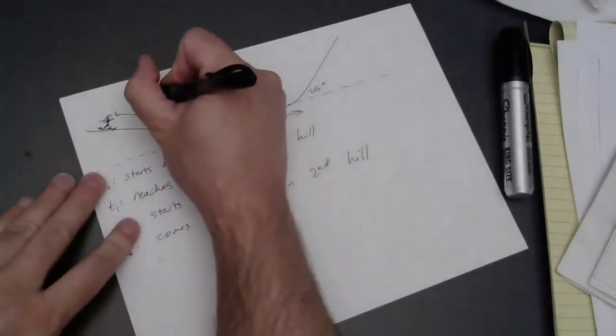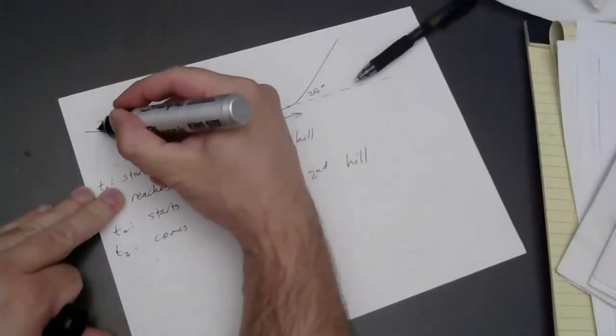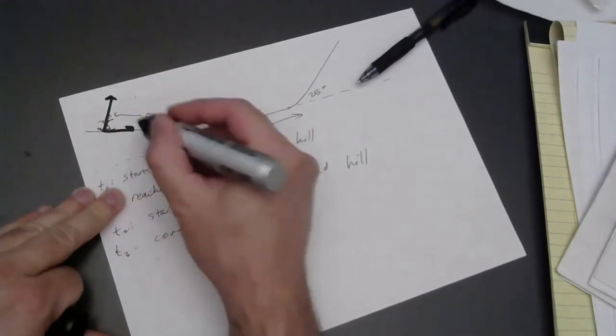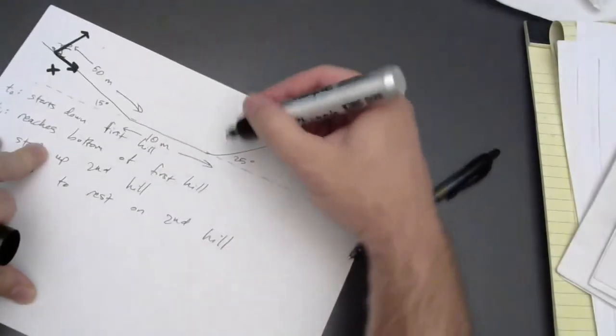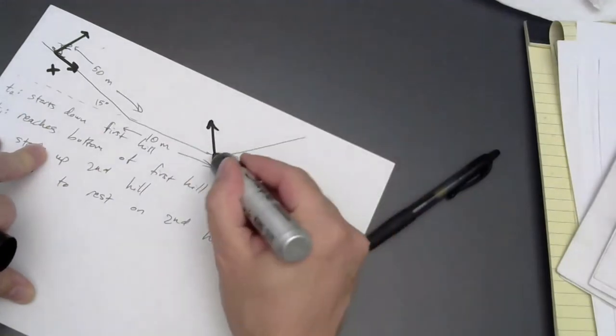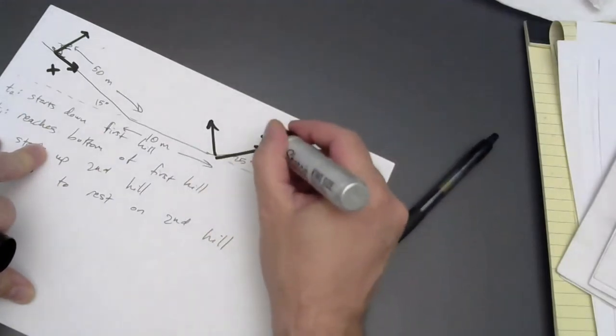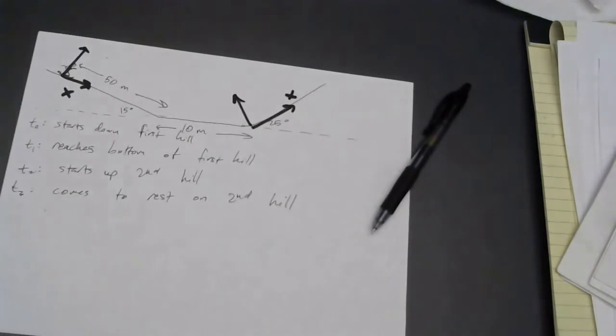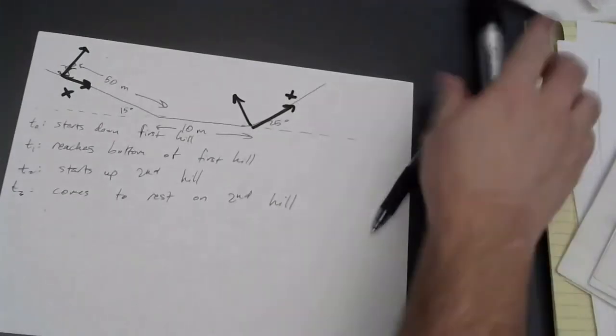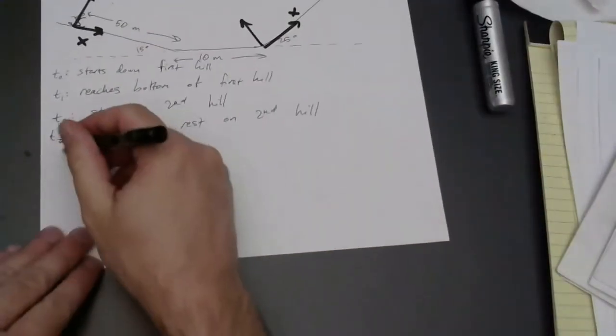So on the way down, I'll use this marker here. On the way down, this will be my coordinate system. So that's the positive x-axis. And on the way up, that will be the positive x-axis. There's no reason I can't change my coordinate system for the two parts of the problem.